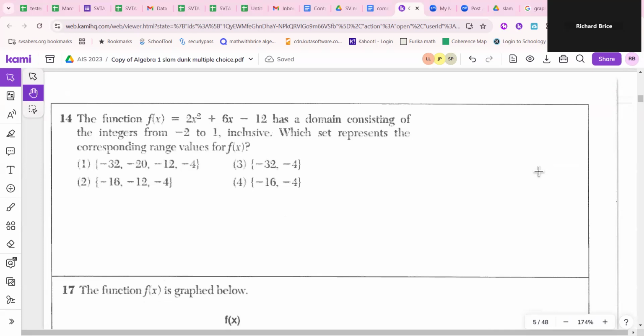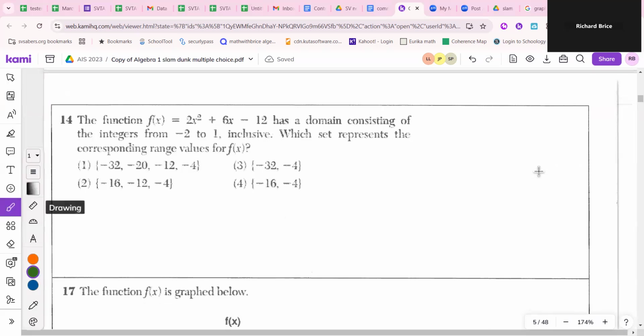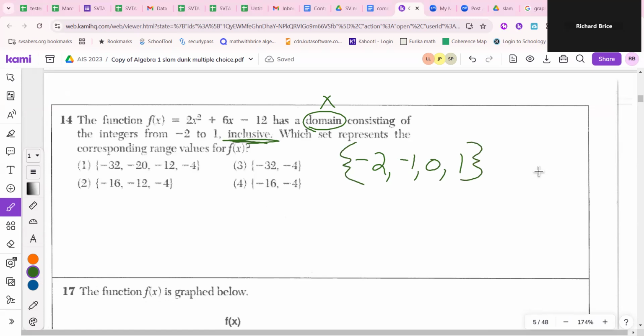Number 14, the function f of x equals 2x squared plus 6x minus 12 has a domain. Those are the x values consisting of the integers from negative 2 to 1: negative 2, negative 1, 0, and 1. Inclusive, that means that we are including those numbers. So this is vocabulary. Which set represents the corresponding range for f of x? So what I do is I go to y equals in the calculator, type in 2x squared plus 6x minus 12. It's a lot easier that way.